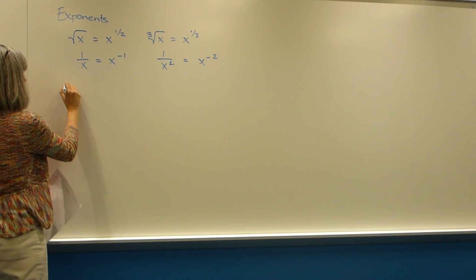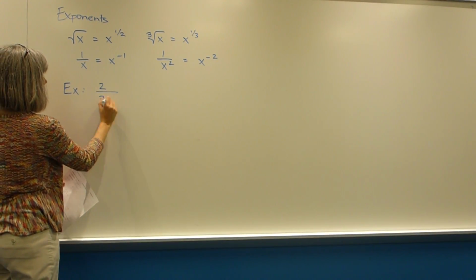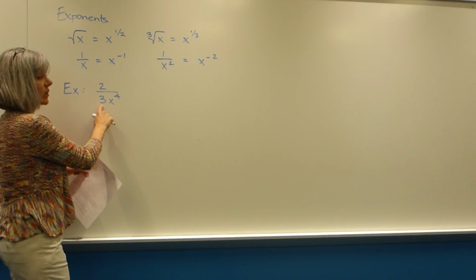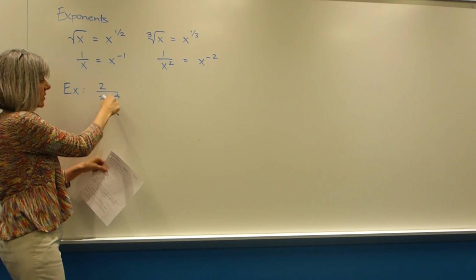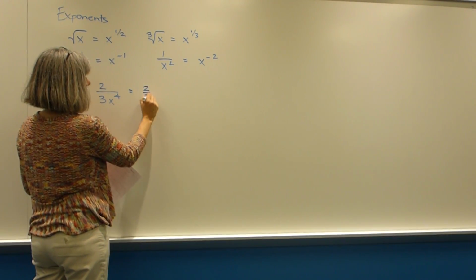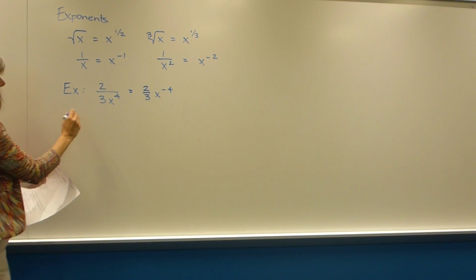So here are some examples. 2 over 3x to the 4th, and I want to write that with x in the numerator to a number. I'm just going to move this. Do I move the 3? The 3 is not affected by that exponent. The exponent only affects the x, the number right below it. So this would be 2/3 x to the minus 4.